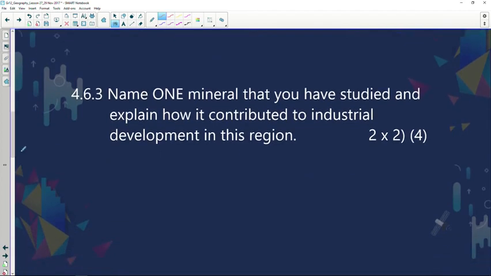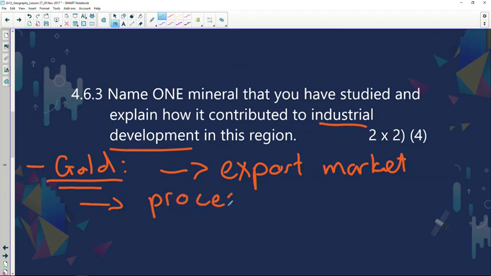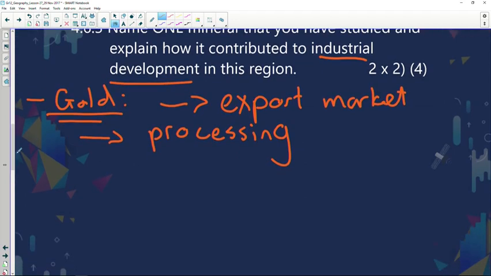Now 4.6.3, if you look at it, name one mineral that you have studied and explain how it contributed to industrial development in the region. Now there's a couple that we're going to use, but just quickly use gold. If you're from the Johannesburg area or the Northwest area, we can use gold as an example. Now, when we look at gold, it has led to the growth. It contributed to the export market because we use it to trade. So it produces foreign income for the country of South Africa. A second reason is it provides raw material for processing. So processing can take place because of gold, so we create secondary activities because of gold.